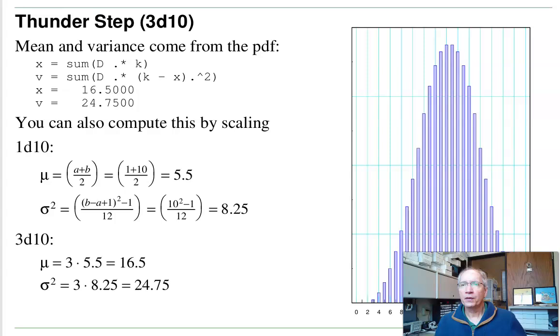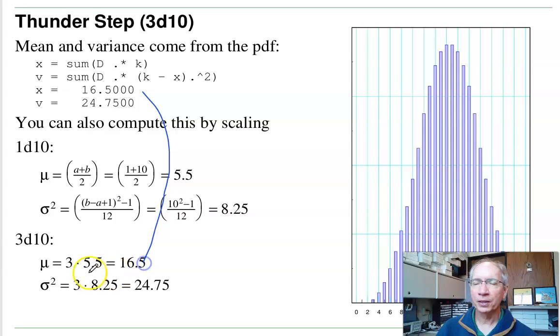The mean and variance for 3 10-sided dice can come from a couple approaches. I can use the definition. What is the weighted average of each number? I get 16.5. What is the weighted distance to the mean squared? That's the variance, 24.75. Or I can just take a single 10-sided die. Here's the mean and variance. Scale it. So 3 10-sided dice should have a mean of 16.5. That matches up. The variance should be 3 times 8.25, 24.75. That matches up. And these are numbers we're going to be using later on.